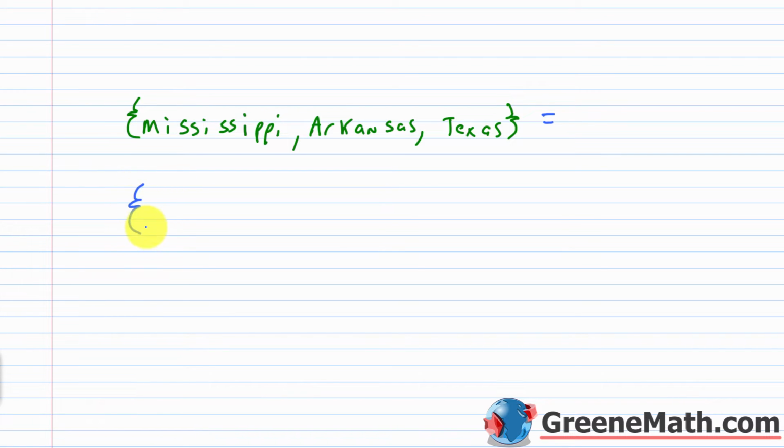So let me reorder this. Let me write Texas first, then write Mississippi, and then let me write Arkansas last. And again, I could change the order as much as I want. What's important here are the elements or the members of the set.